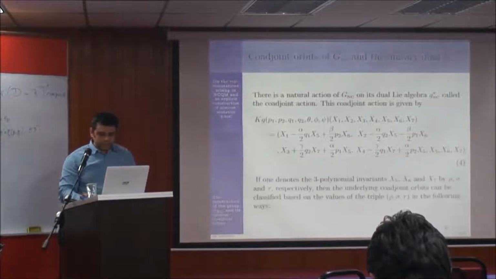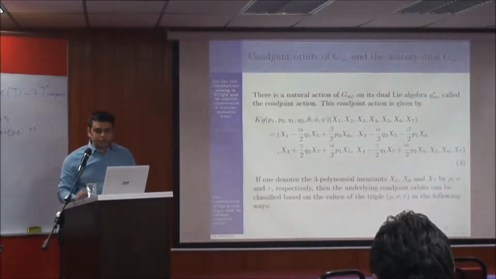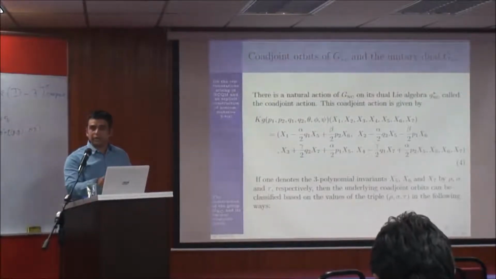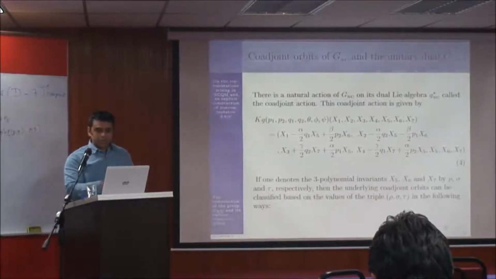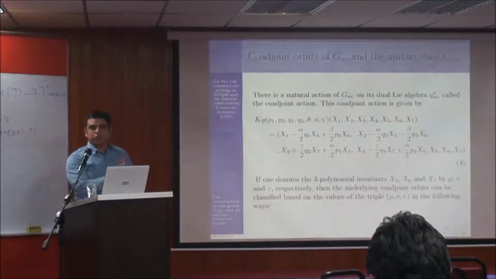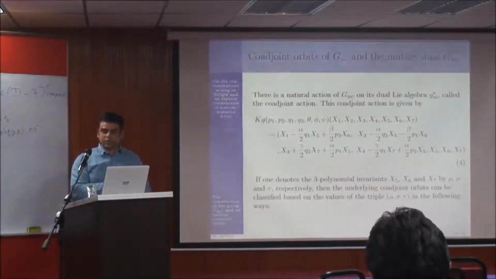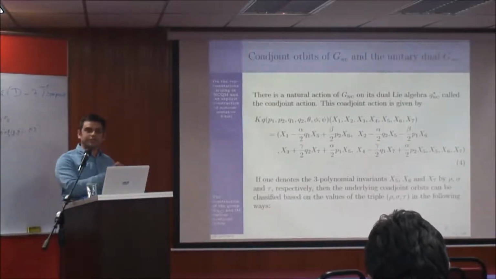There are three polynomial invariants that you can see, associated with the central elements theta, phi, and psi, which are called x5, x6, and x7. For simplicity, we will denote these polynomial invariants associated with the central elements by rho, sigma, and tau.